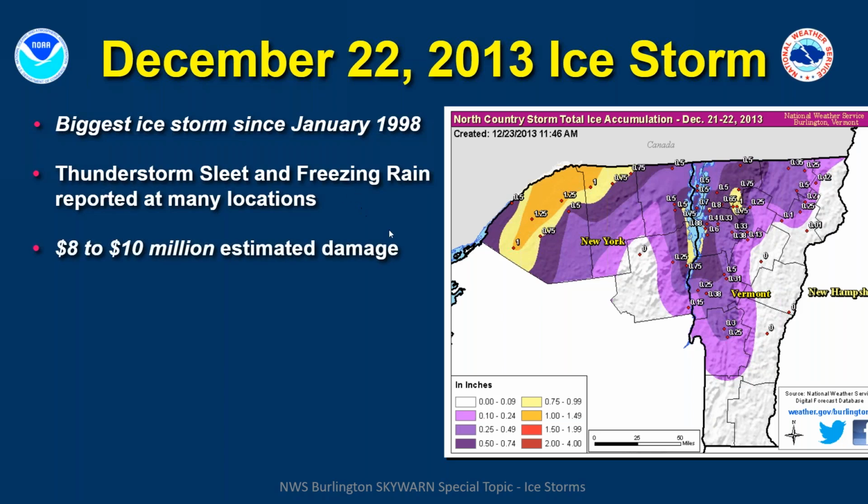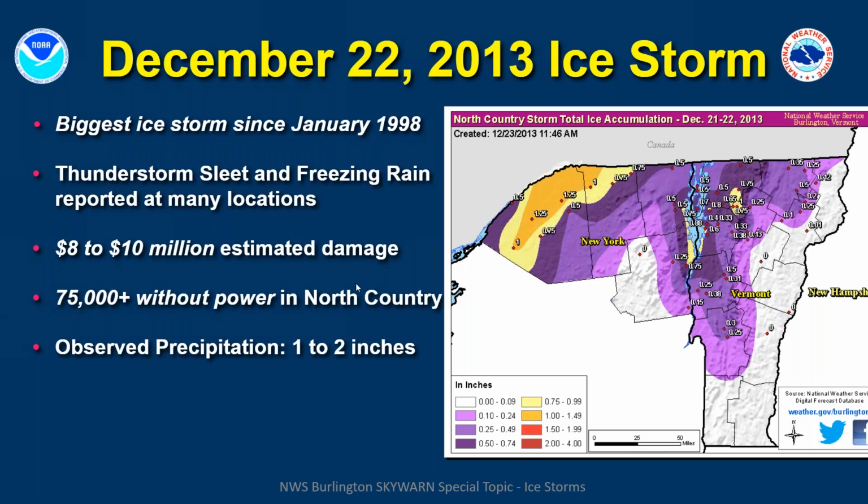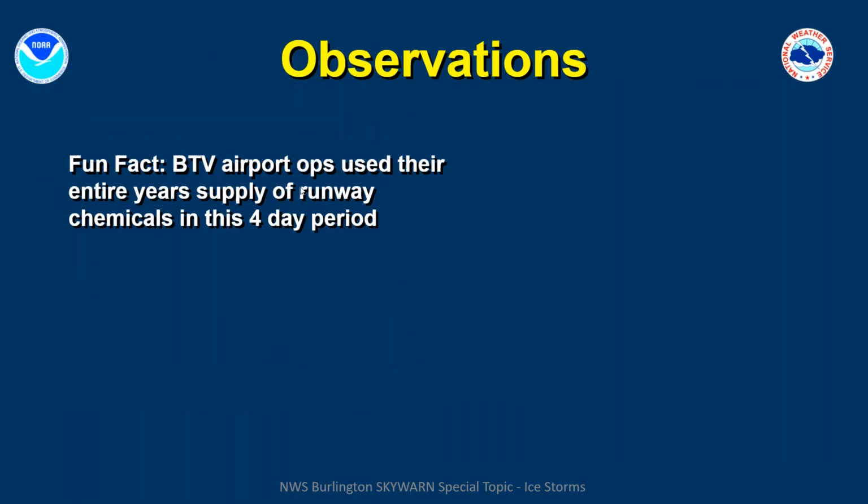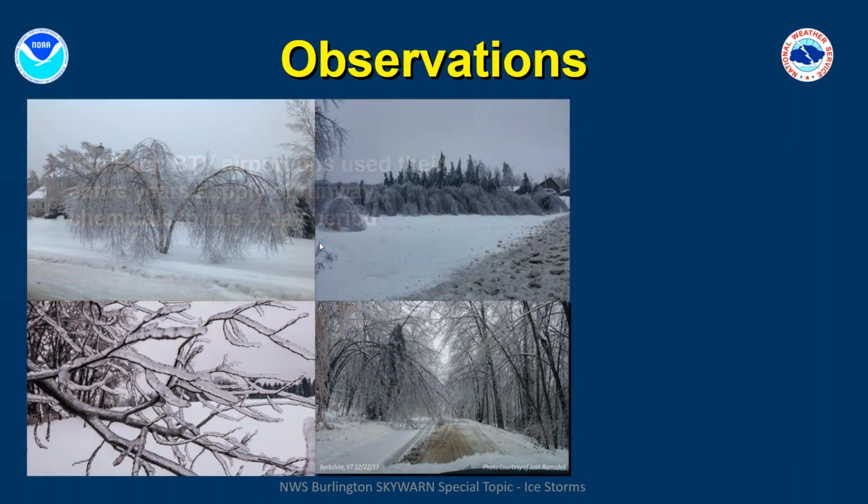$8 to $10 million in estimated damage, 75,000 plus people without power in the North Country, with a very wet storm with 1 to 2 inches of liquid, and ice accumulations, again, that range from 1/4 inch to 1 1/4. I would imagine many of you are familiar with this since it's in the recent history. And the fun fact of that here at the airport, the operations had to use a lot of chemicals to melt stuff off over the event. And yeah, this was a very big ice storm for our region.